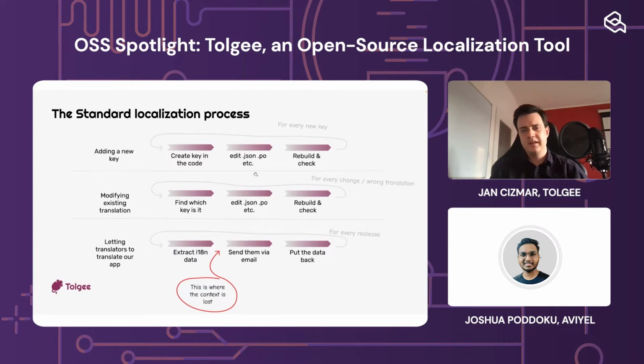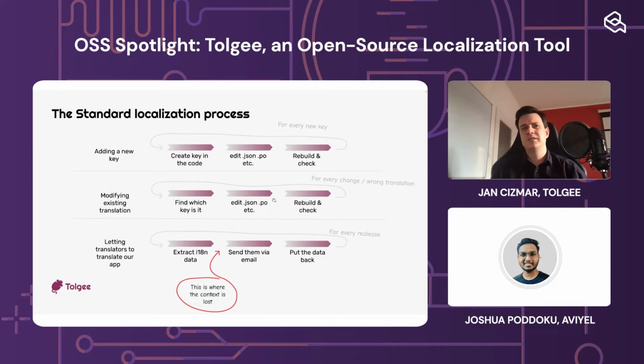So if you are a developer, first of all, you have to find out which key it is, because there can be more translations, more of the same translations for multiple keys. So you don't always know exactly which key it is. So you have to find which key it is. Then you have to go to the localization files, edit it there, and then you have to rebuild and check again if it's not broken. And this is something you're doing for every change.